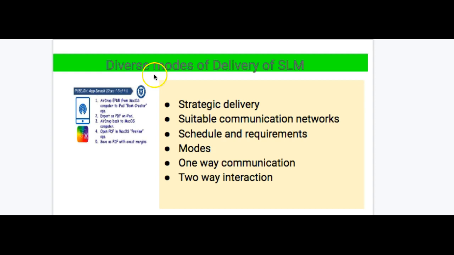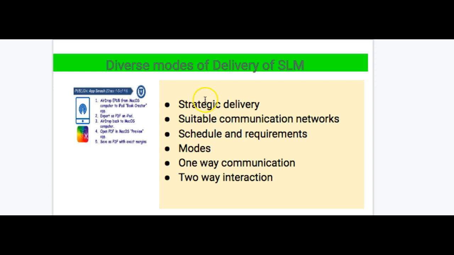Now let us come to the diverse modes of delivery for the self-instructional material and other material for the distance learner, and what the role of learner support services is in doing this. The role of learner support services is strategic in implementing the delivery. Say the study material is not delivered to the learner, but a particular component like practicals has to be conducted.